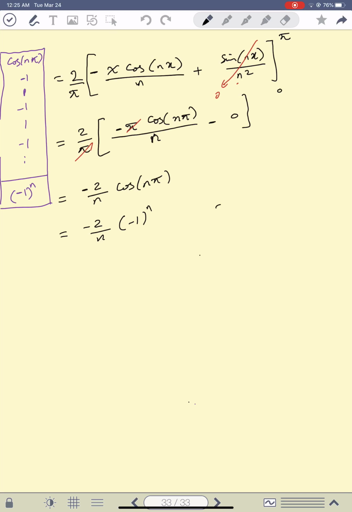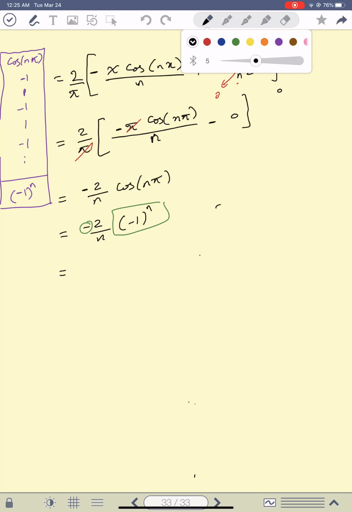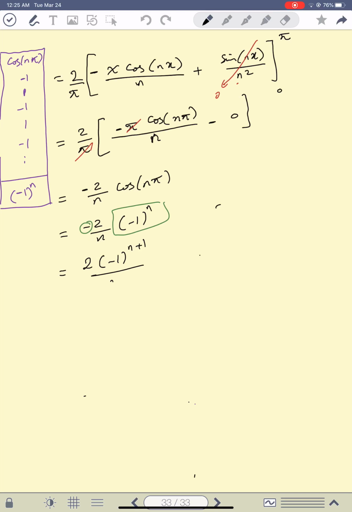So we have negative 2 over n, and cosine n pi is negative 1 to the n. And now you have two negative signs. This is negative, because this is negative 1. And this is negative 1 to the n. When you multiply, the exponents are added. So this is basically 2 times negative 1 to the n plus 1 over n. So this is the final form for Bn.